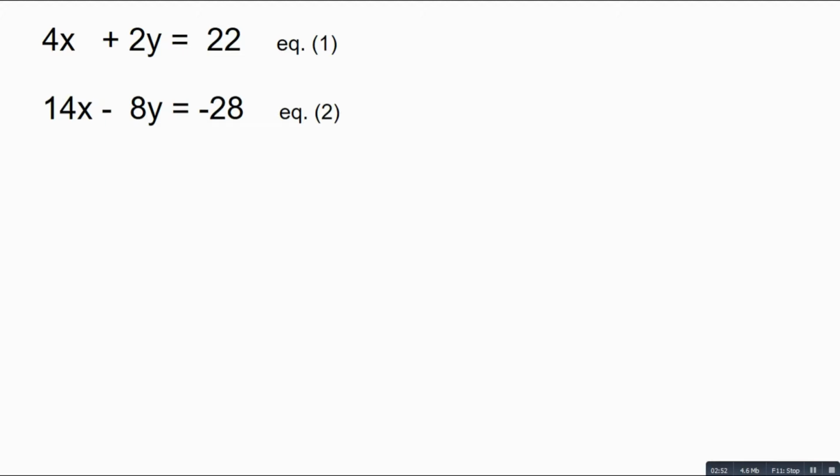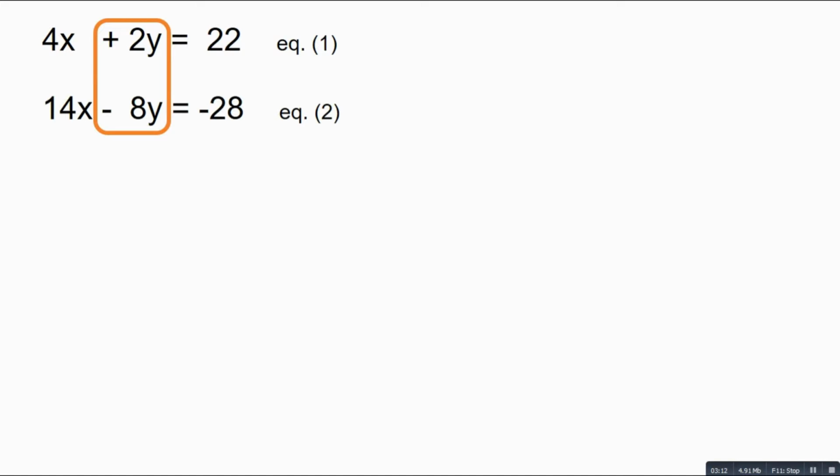The idea of the method of addition is to add those two equations, and in doing so, you will be eliminating one variable and solving for the other. So how can we do that? If you look closely at these equations, you will see that the term y has a positive sign in equation 1 and a negative sign in equation 2.